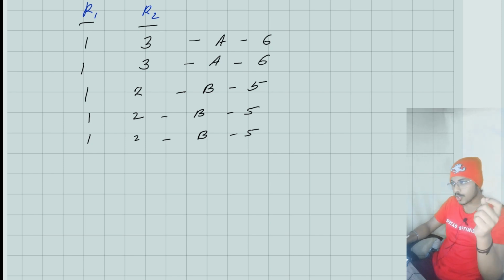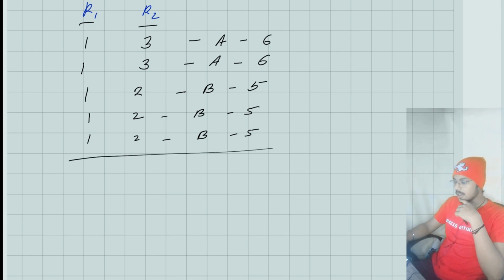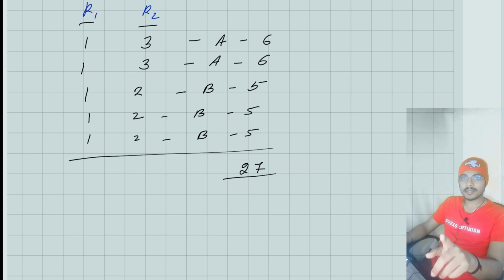This is the combination after which all the resources get used. The maximum number of A that can be produced using all the resources is 2, and the number of product B is 3. So in this way you can get the solution manually, and the profit comes to be 27: 15 plus 12, 27.